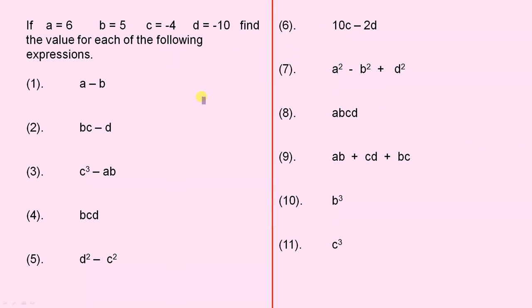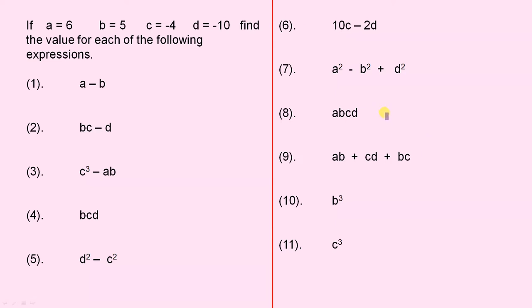So for the first 11 exercises, see on this slide here, we have A equals 6, B equals 5, C equals -4 and D equals -10. We have to find the value for each of the following expressions. So here we have 11 separate expressions. They are the values we use, and that gives us the answer for each of those expressions. So we have to look at it very carefully.